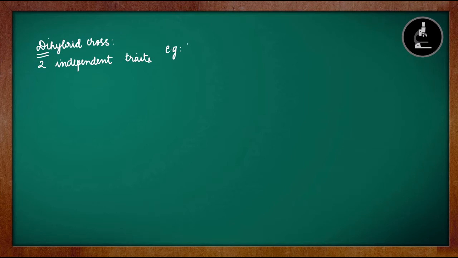For example, we can take the color of seed and shape of the seed. So for example, these two characteristics or traits we are going to study, color of the seed and shape of the seed. So this cross which is involving two characters or two traits will be called a dihybrid cross. What was a monohybrid cross? Monohybrid cross involves any one character. For example, if we take only the color of the seed, then it is a monohybrid cross.